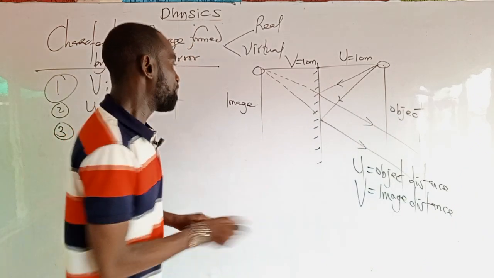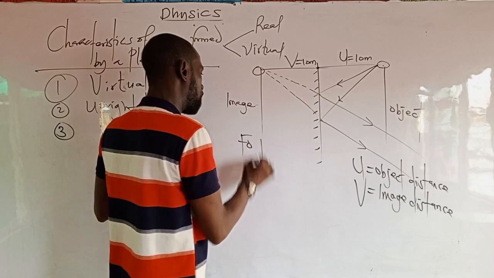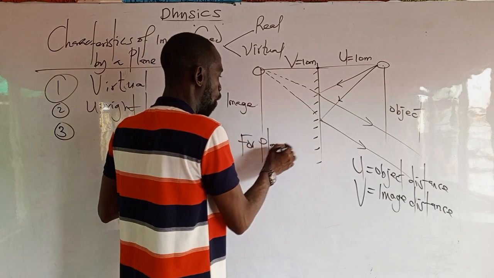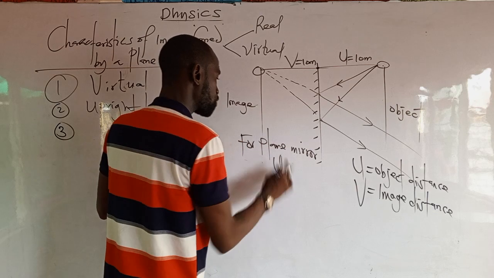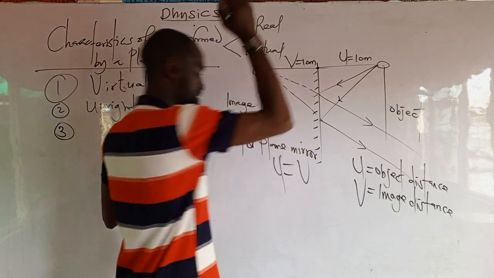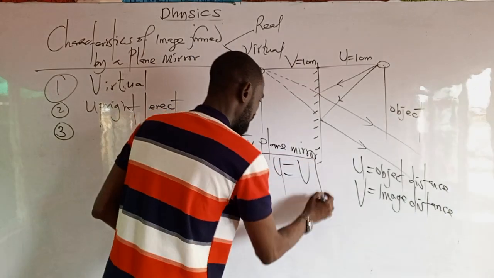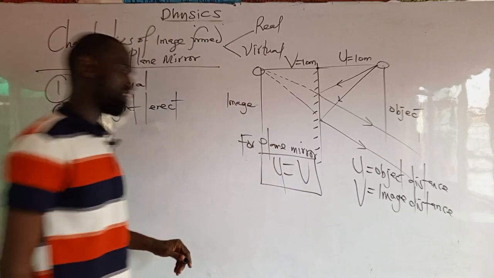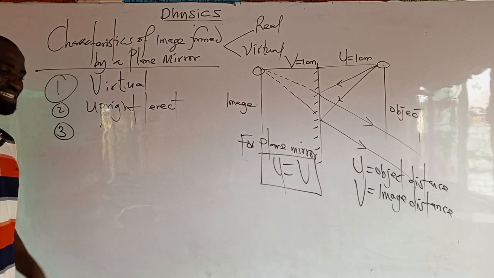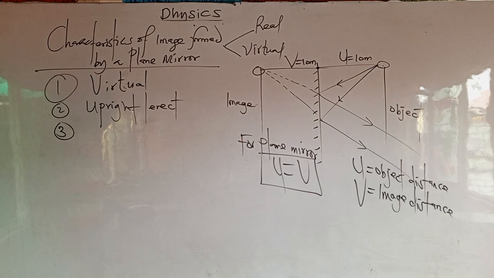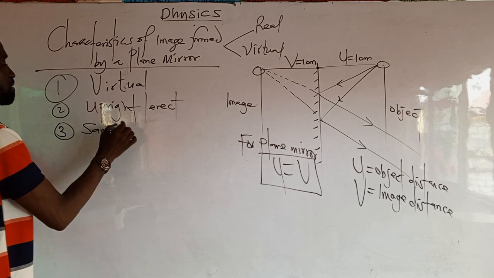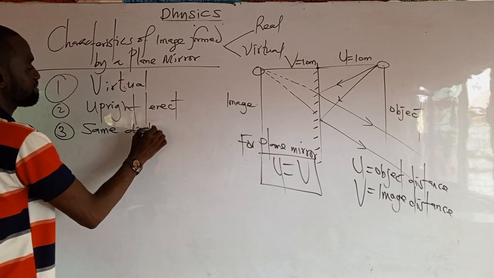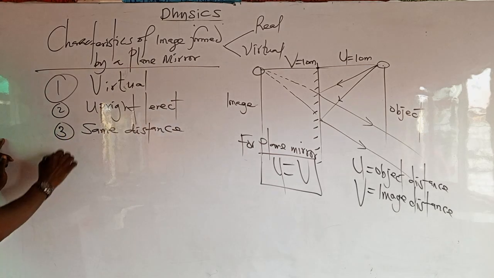So our U for a plane mirror, take note. For a plane mirror, our U is equal to our V. Take note of this formula. It's very, very important. Image distance is equal to object distance for a plane mirror. So I can say same distance. That is the second one. Same distance. Now the fourth one.